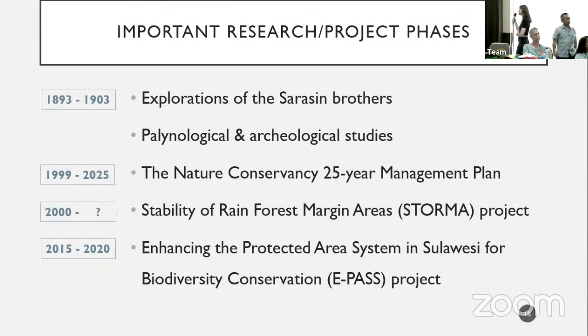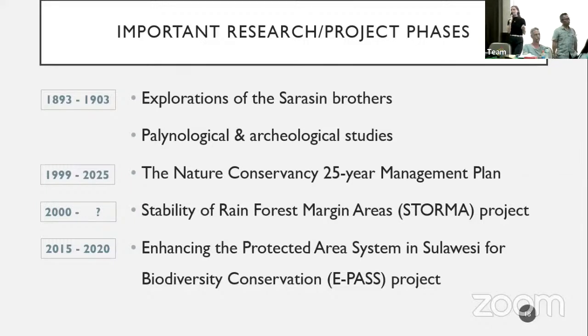Okay, and throughout the research that I've done thus far, I found some important highlights of different research phases and project phases that have taken place in the park. I would love if this information can be filled in, because I'm sure this is a very limited list. I would just love to learn more about what has gone on and what's currently going on. But just to bring up some of these, the exploration of the Sarasin brothers dates back to the 1800s and 1900s.